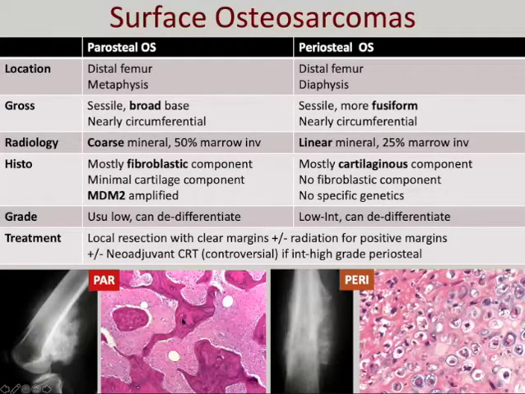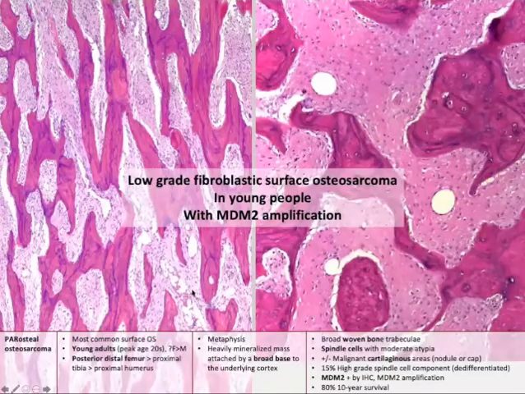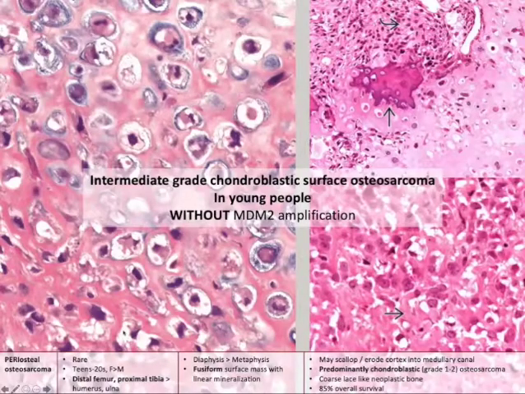These both get locally resected rather than having neoadjuvant chemo. If there's any suggestion that there's an intermediate or a potentially high-grade component to one of these, they may undergo neoadjuvant, but mostly this is a surgical disease. Again, just a reminder that your low-grade fibroblastic surface osteosarc in young people with MDM2 amplification is parosteal. Your low to intermediate grade chondroblastic in young people without MDM2 is periosteal, okay?